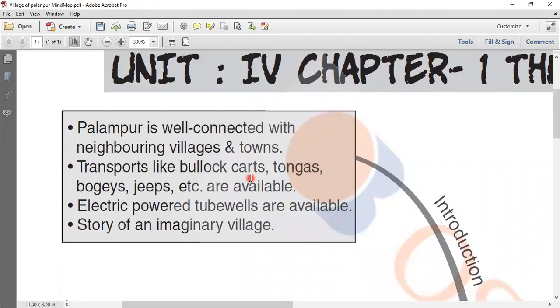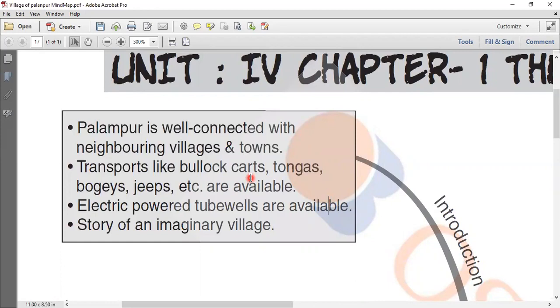We also saw that there were 450 families belonging to different castes. Out of them, 80 of them belong to the upper caste. You also saw that they have two schools, two primary schools and one high school. They also had one primary healthcare center, which was run by the government.